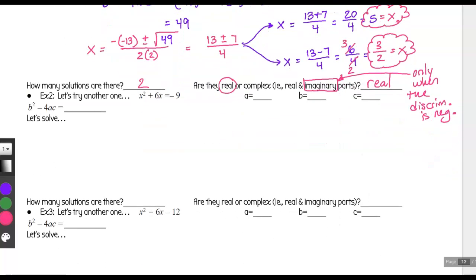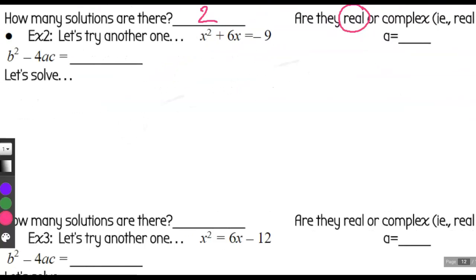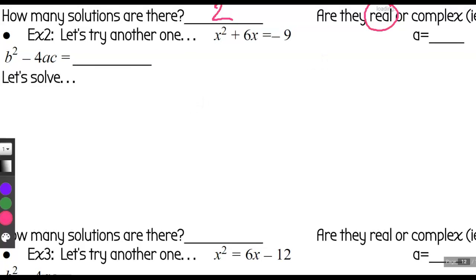Okay. So I'm going to help you get started on this next one. Is this x squared plus 6x equals negative 9 in the correct format? No. What does it need? What do we need to do first to get this to be in the correct form? Standard form.